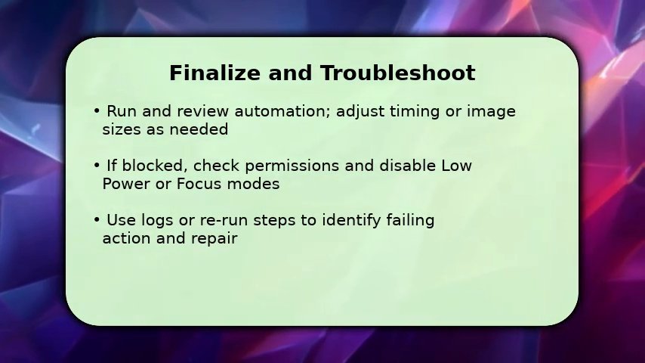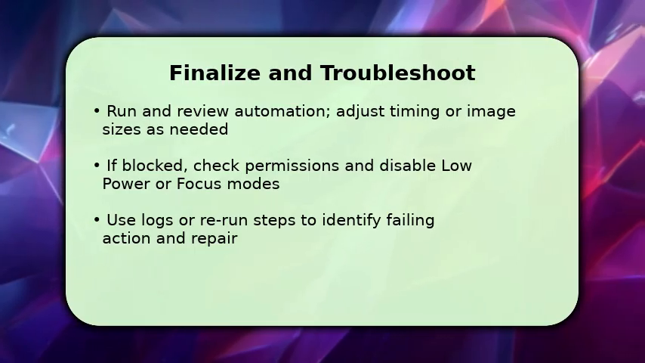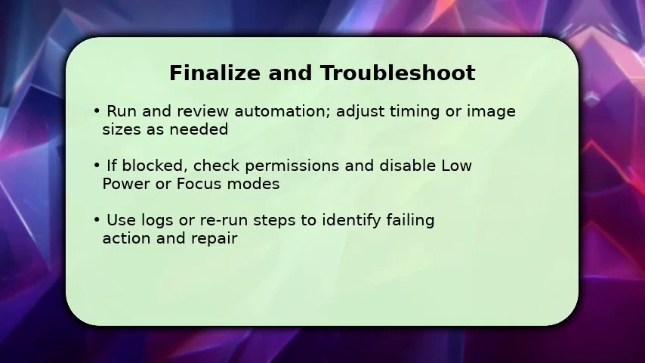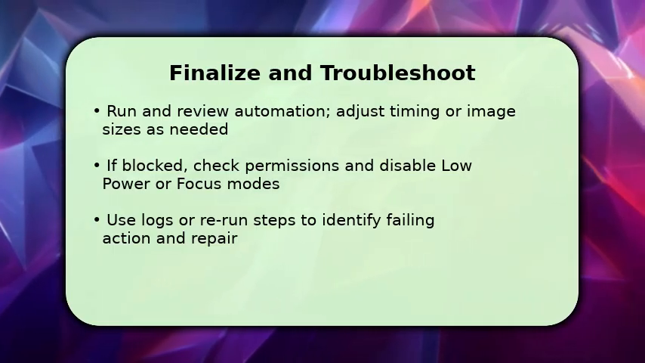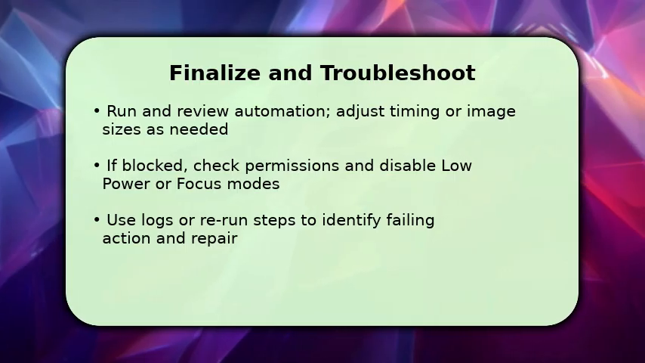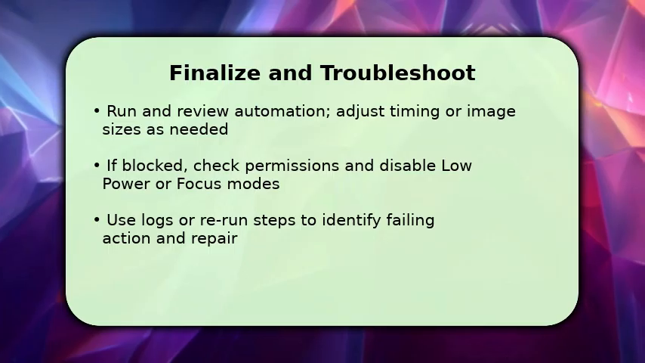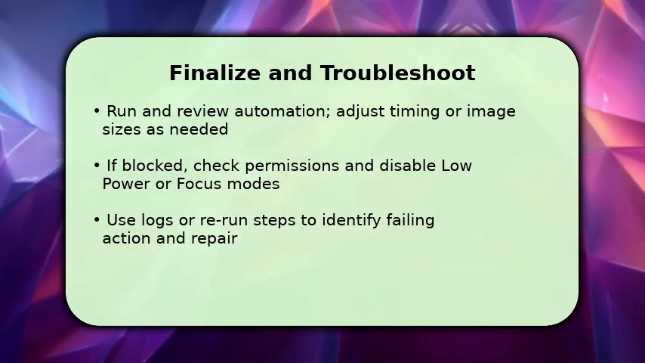If it fails, make sure Shortcuts or the automation app has permission to access photos and to run in background. Also disable low power and restrictive focus modes that pause automations. If images appear cropped, resize or recrop them to the recommended lock screen dimensions and retest.